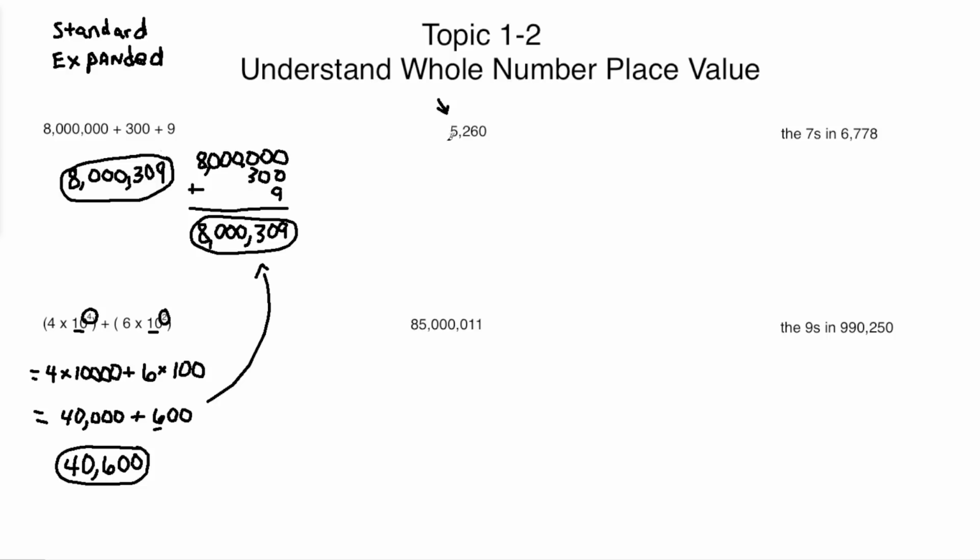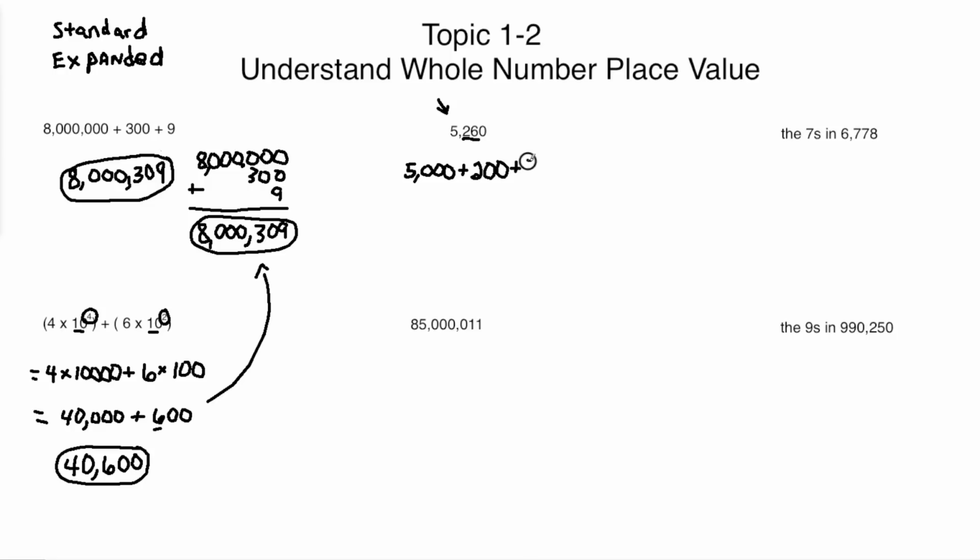Okay, so we have 5. It's in the thousands place, so the value is 5,000. Plus, the next place value is the hundreds place. The digit is a 2, so the value is 200. And then the next one is the tens place, and a digit of 6.